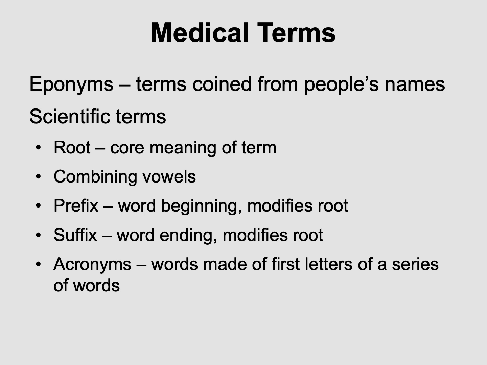Finally, we have the acronyms, and those are words made of the first letters of a series of words. An example of that is ACL, or anterior cruciate ligament. Another example in the heart is the RA, the RV, the LA, and the LV, which are respectively the right atrium, the right ventricle, the left atrium, and the left ventricle. Know that we're going to use these roots, acronyms, and eponyms throughout the semester.